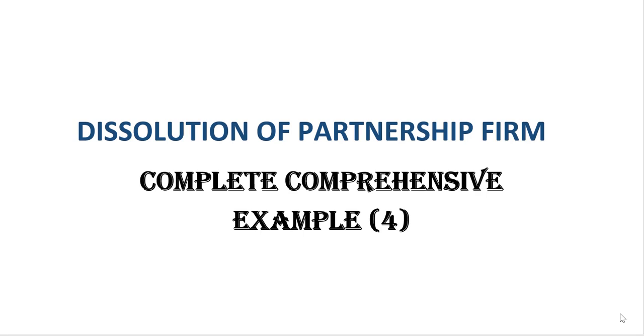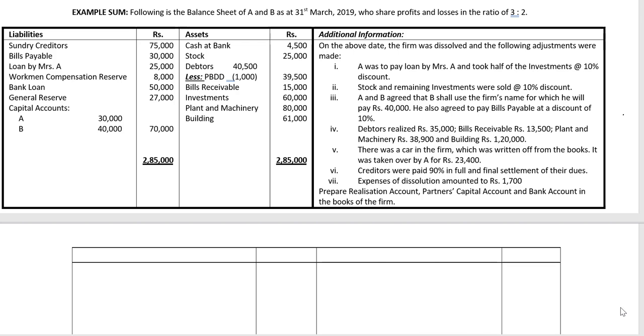We are in the fourth complete comprehensive example in the chapter of dissolution of partnership firm. So let's go to the example sum.